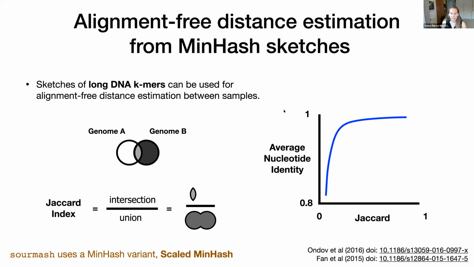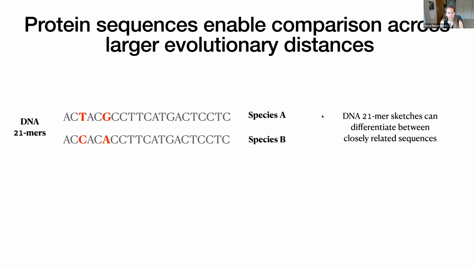Sourmash actually uses a minhash variant, scaled minhash, which enables us to do both containment as well as Jaccard index. And in particular, this enables comparisons between sets of different sizes. The majority of minhash methods have focused on DNA k-mers, which are most useful for differentiating between closely related sequences.